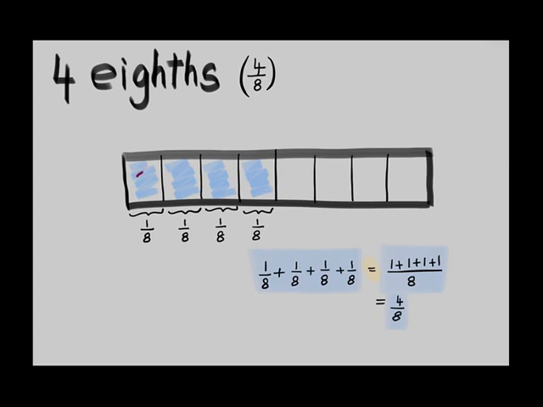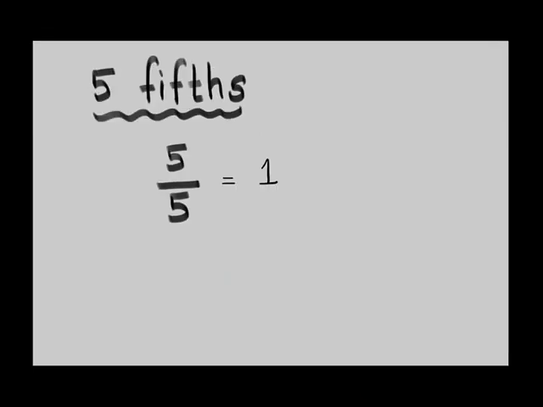So 4 times 1/8. 1 by 8, 1 by 8, 1 by 8, 1 by 8. 4 times 1 by 8 can also be written as 1 by 8 plus 1 by 8 plus 1 by 8 plus 1 by 8. This is the same as 4 times 1 by 8. Right? So when we add all the 1/8, we get 4 by 8.